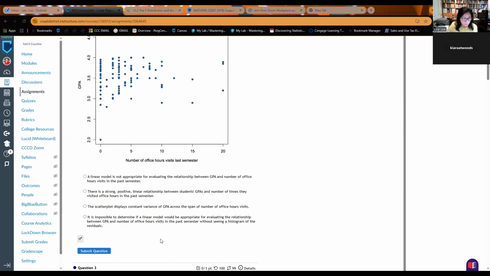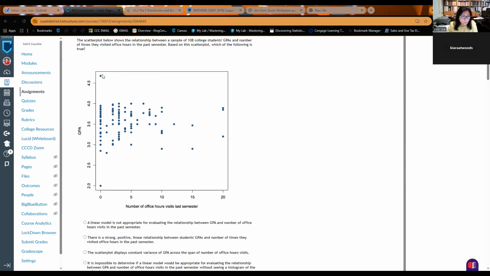Constant would be like if we saw it going straight across, right? The third one said the scatter plot displayed constant variance of GPA. That would be like if they were all around the same thing, going straight across. But at 0 hours, their GPA is so different, right? From 2.0 up to someone on the top there, more than 4.5.